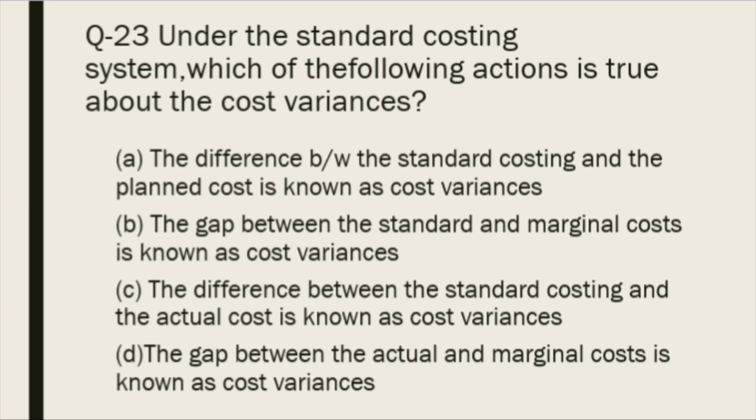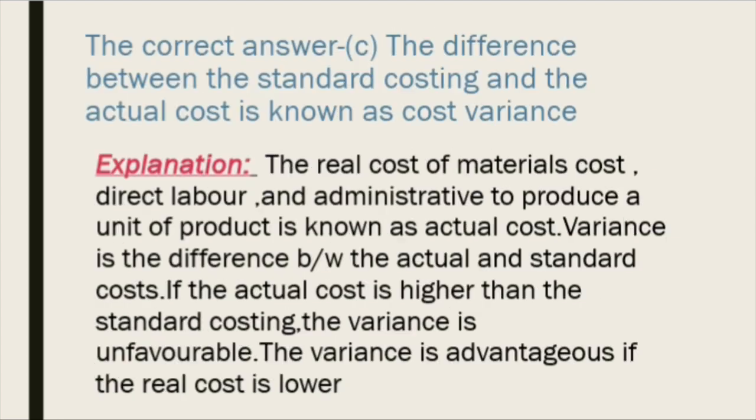The difference between standard costing and the planned costing is known as cost variances. The gap between standard and marginal cost is known as cost variances. The difference between the standard costing and actual cost is known as cost variances. The gap between actual and marginal cost is known as cost variances. The correct answer is the difference between the standard costing and the actual cost is known as the cost variance.